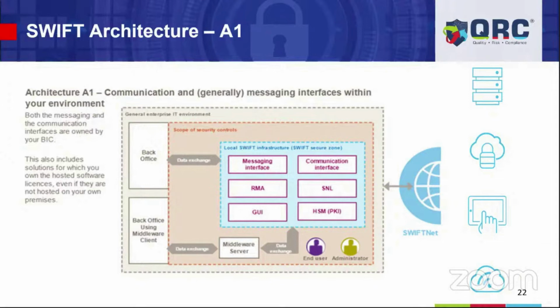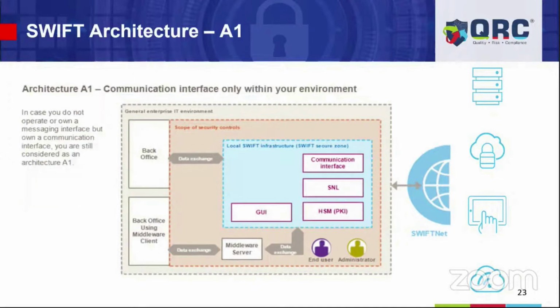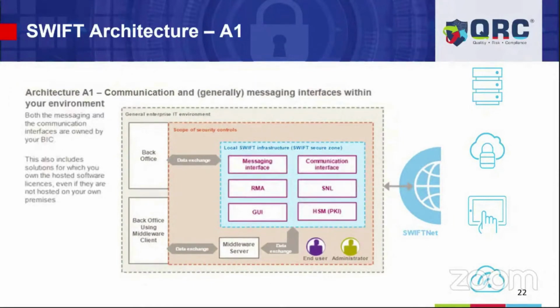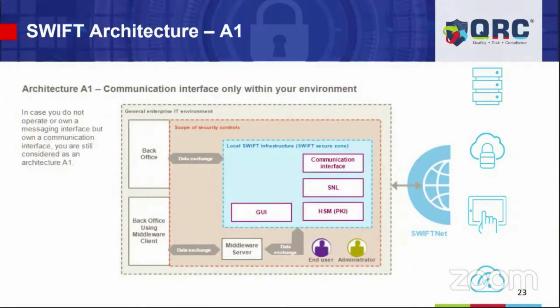If you look at this, the messaging interface, the blue colour boundary, the communication interface, and HSM and GUI, if everything is within your control and you install it, then you can probably consider that as architecture A1. Sometimes it is also feasible that only the communication interface is within your environment, not the business messaging interface. The messaging interface and the RMA are both not under your control, but you have the systems in place for the GUI, the graphical user interface, the communication interface, and HSM in your local setup.